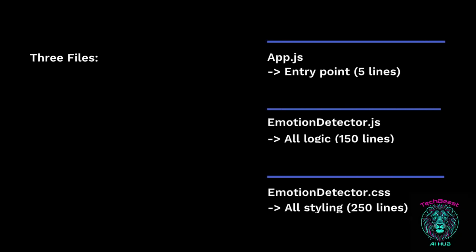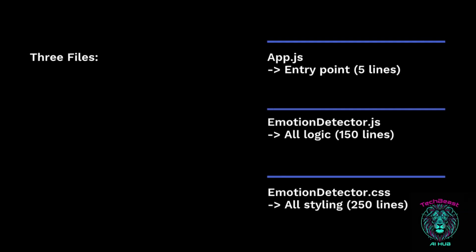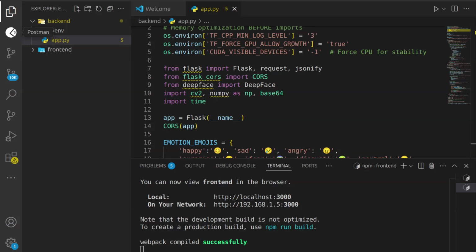Quick architecture lesson. Pay attention. Three files. App.js, the entry point to our application. EmotionDetector.js, where all the logic will be. EmotionDetector.css, where all the styles will be. This is how professionals structure code. Logic separate from styles. One component, one purpose. Clean, maintainable, scalable. Let's build it.